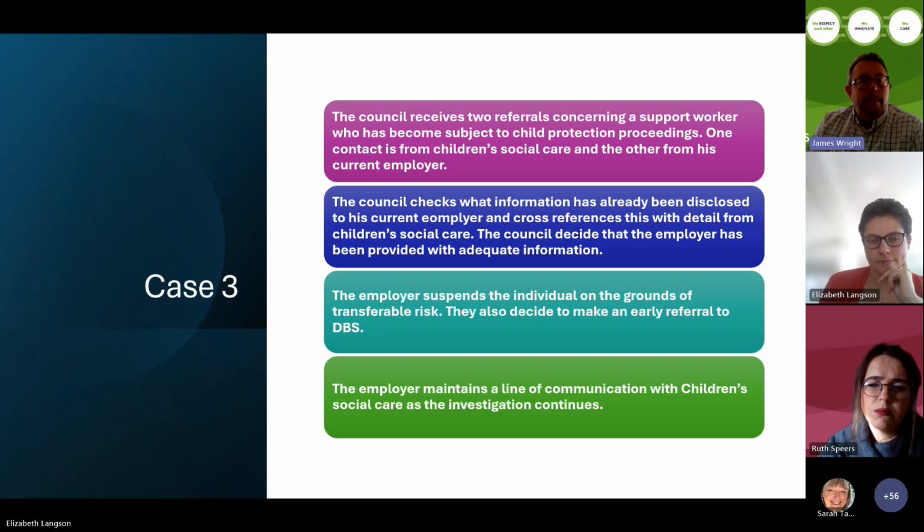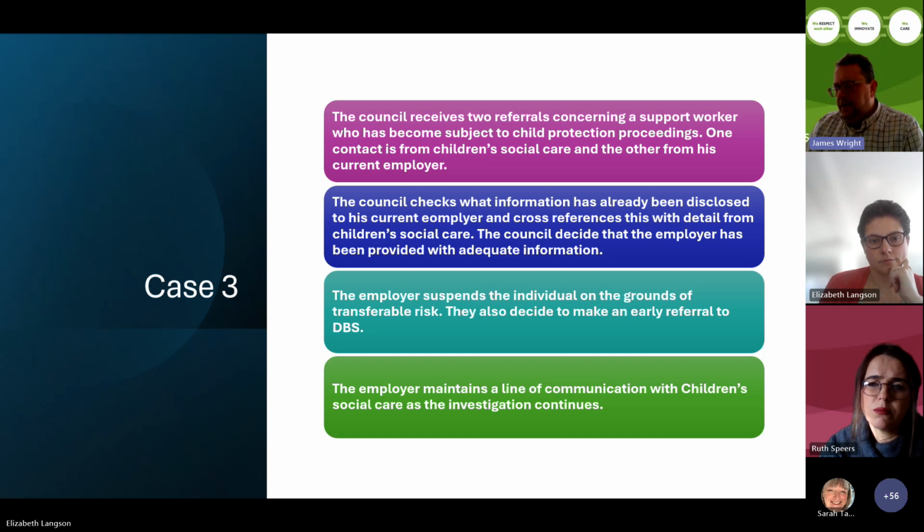Then we drew our PIPOT involvement to a close because we made the decision that the employer had a line of communication with Children's Social Care, so as the investigation continued, and we were satisfied that they had enough information in order for them to undertake their own risk assessments and put their own management plan in place.